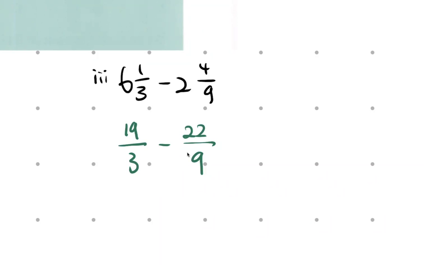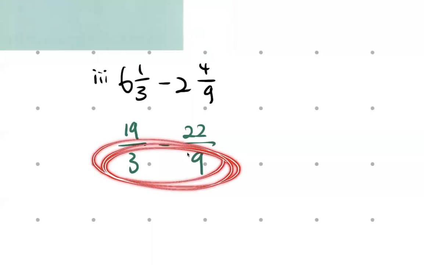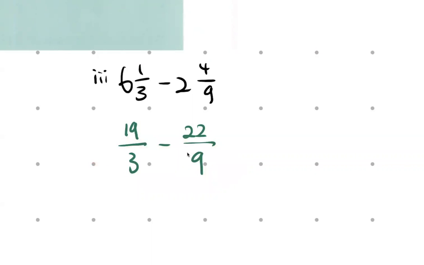As you can see, one number bigger, one number smaller, it doesn't really matter. I cannot do anything because the denominators are not the same. I still need to change them to be the same. So I cannot say, oh, 19 smaller than 22. No, it is not. Now I need to change 3 into 9.